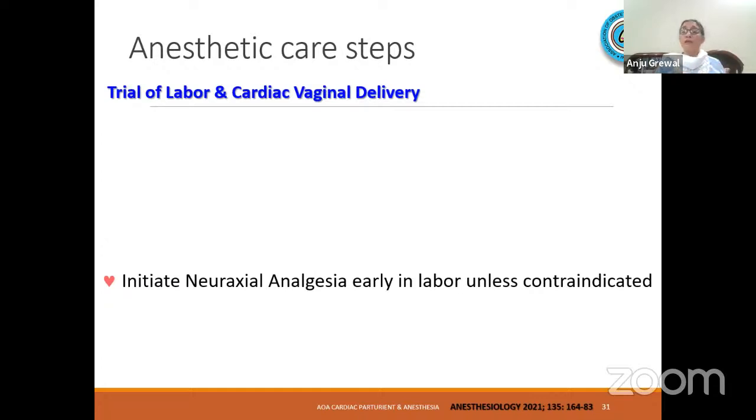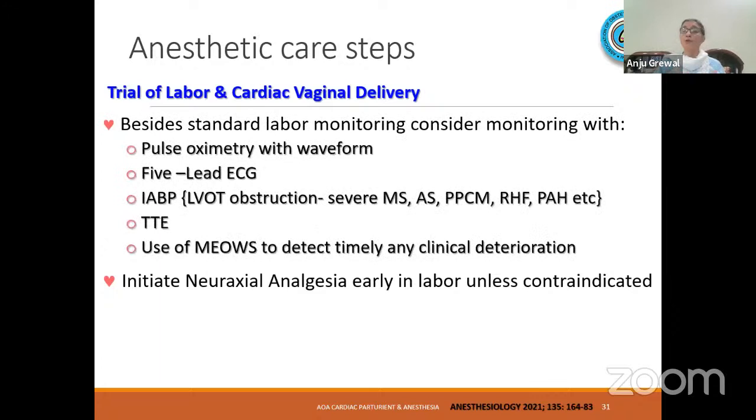Most of the time you can plan a vaginal delivery. If the mother is scheduled for a planned vaginal delivery, we need to initiate neuraxial analgesia in the safe period of our anticoagulation dosing timelines. Unless there is a specific contraindication, neuraxial analgesia should be initiated as early as possible, possibly when the mother has just started to get some discomfort, and not when she reaches some degree of dilatation or is in severe pain. So do it as early as possible.